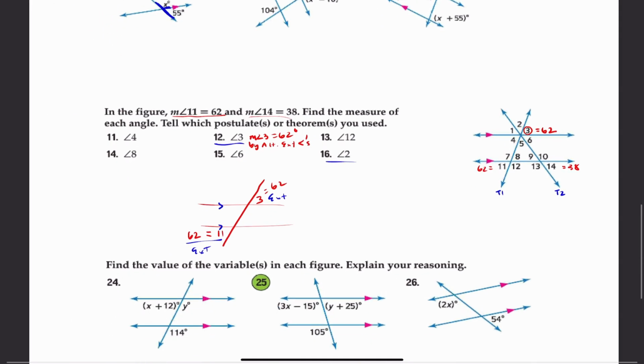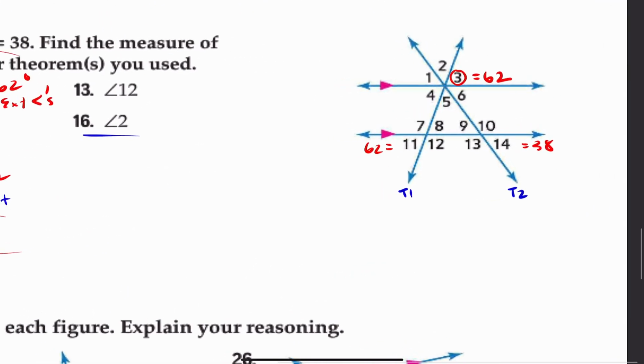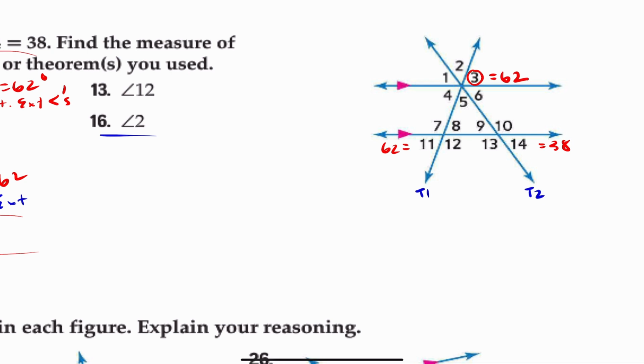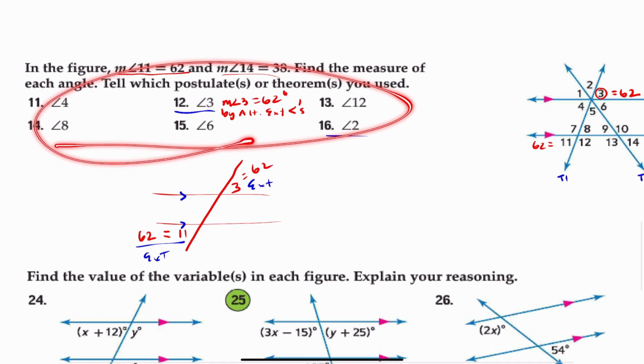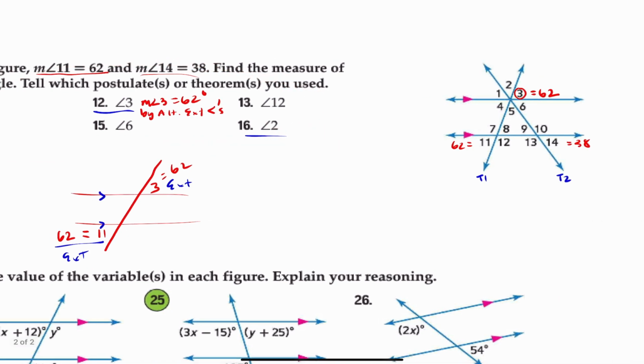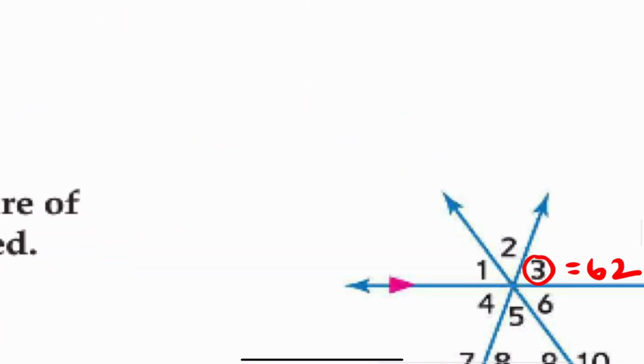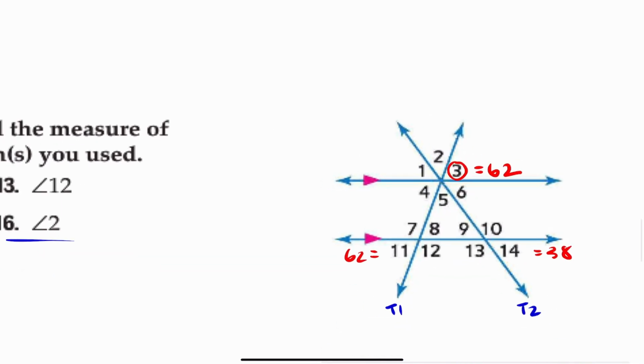So that's number 12. For number 16, this one's a little weird because my goal here is to figure out what the measure of angle 2 is, right? And all of these do relate to each other, no doubt about it. So you can definitely use, remember we had that measure angle 3 being 62 here? That's going to be important because now I can see that I need to figure out this measure angle 2. But that's the weird one.